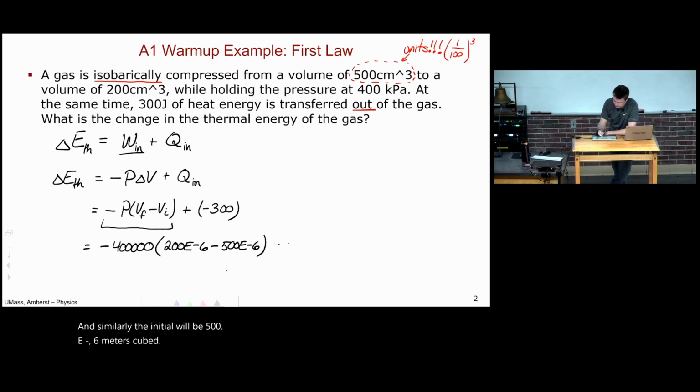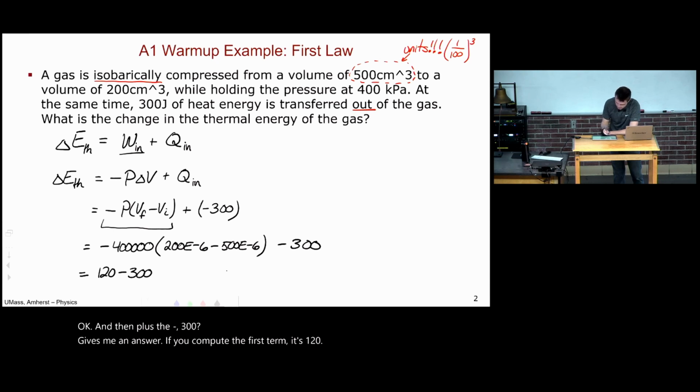Okay, and then plus the negative 300 gives me an answer. If you compute the first term, it's 120. Okay, and therefore delta E thermal is negative 180 joules.